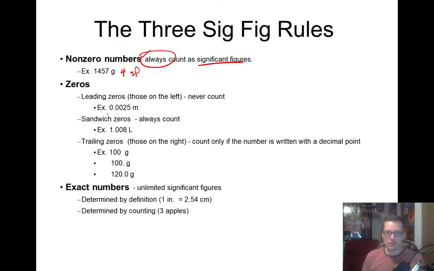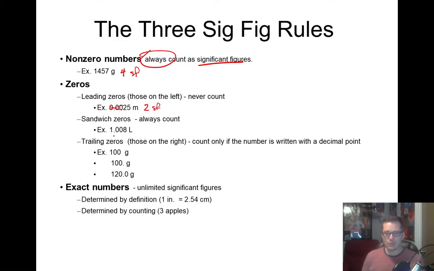Now, zeros is where life gets exciting because zeros can either be a measured number or they can be a placeholder. Okay, so our 3 rules are thus: leading zeros. Okay, so those are zeros that are on the left. They never count as significant. So notice that we've got these 3 zeros here, 1, 2, 3. These are leading zeros. They are placeholders only, so they're never significant. All right, so this guy has 2 sig figs.